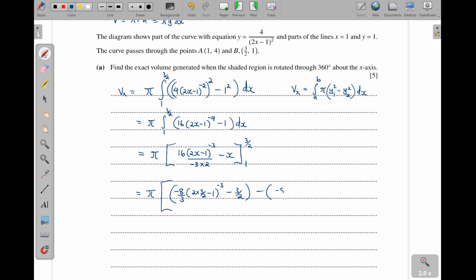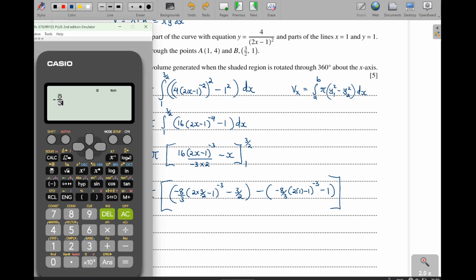You'll get, again, negative 8 over 3 into, of course, 2 times 1, that is a 2 minus 1, that is a 1, then negative 3 as the power here, then minus 1. Okay. Now we simplify. What do we get here, and then what do we get here? Negative 8 out of 3. Then inside here, we shall get a 3 minus 1, that will be 2. Then we have 2 power negative 3, that will be 1 over 8. Okay, then minus 3 out of 2. So this one gives us negative 11 over 6.